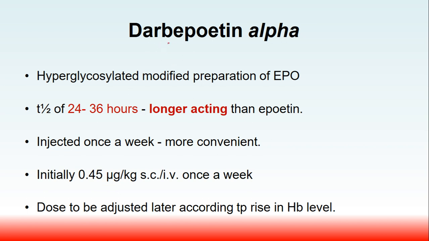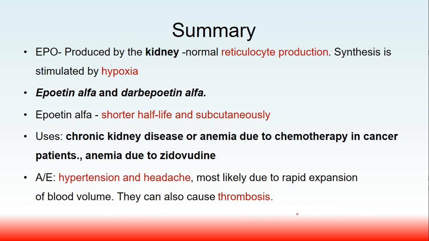There is one more epoetin derivative, that is darbepoetin alpha. It is a hyperglycosylated modified preparation of erythropoietin. It has a half-life of 24 to 36 hours. It is a longer acting agent than the epoetin. So the injection of darbepoetin alpha can be given once a week, and initially you can give 0.45 microgram per kg subcutaneously or intravenously once a week, and the dose has to be adjusted according to the rise in hemoglobin levels.